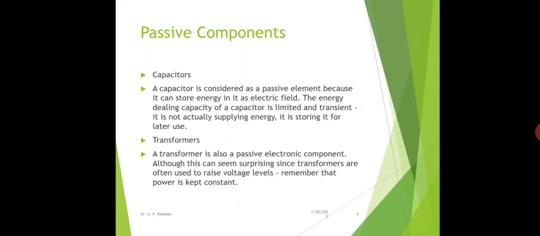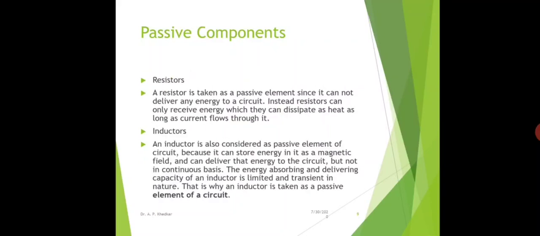And the last common component that is used in most of the circuits is transformer. A transformer is also a passive component because a transformer can be step up or step down. That means it can change voltage levels up or down, but the total power is kept constant. That's why transformer is also a passive component.